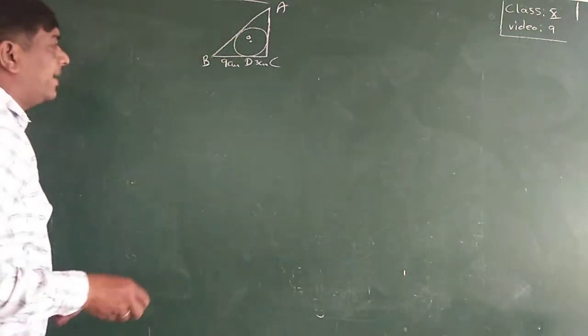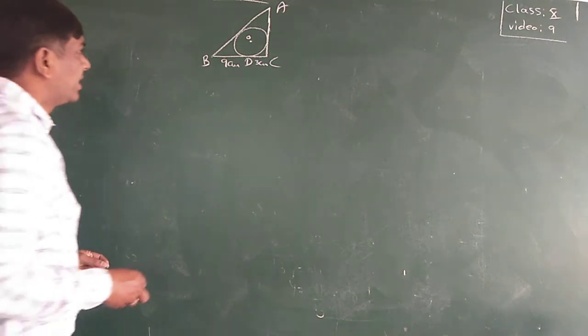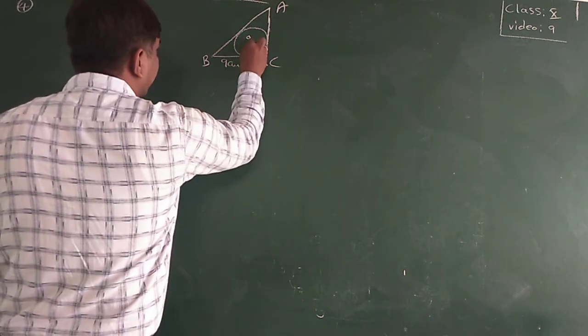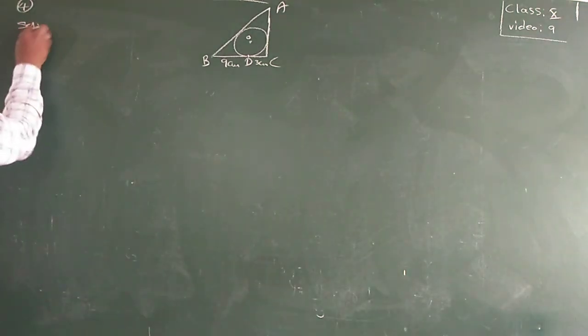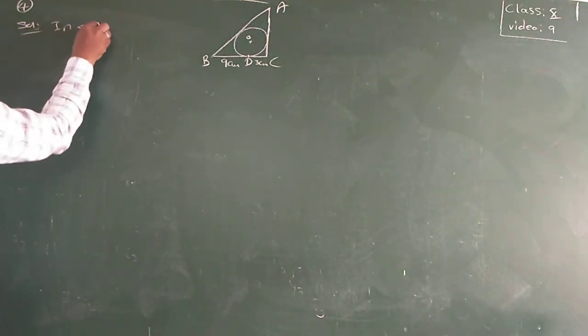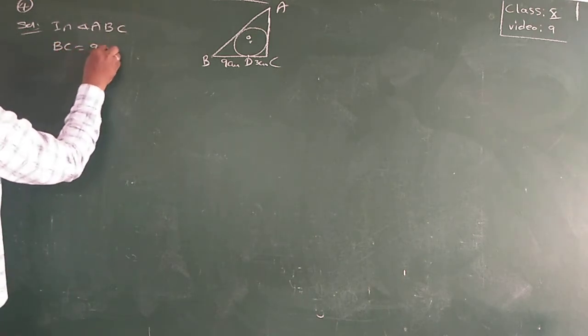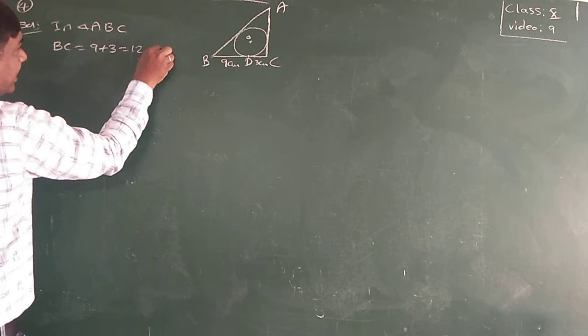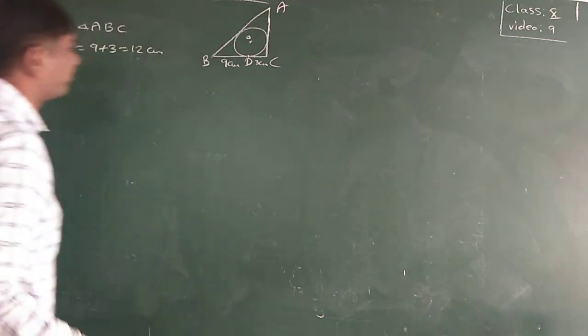AB side and AC side they asked. This is the point of contact D, which is given here in triangle ABC. BC is equal to 9 plus 3, which is 12 centimeters. I need to find the AB length as well as the AC length.